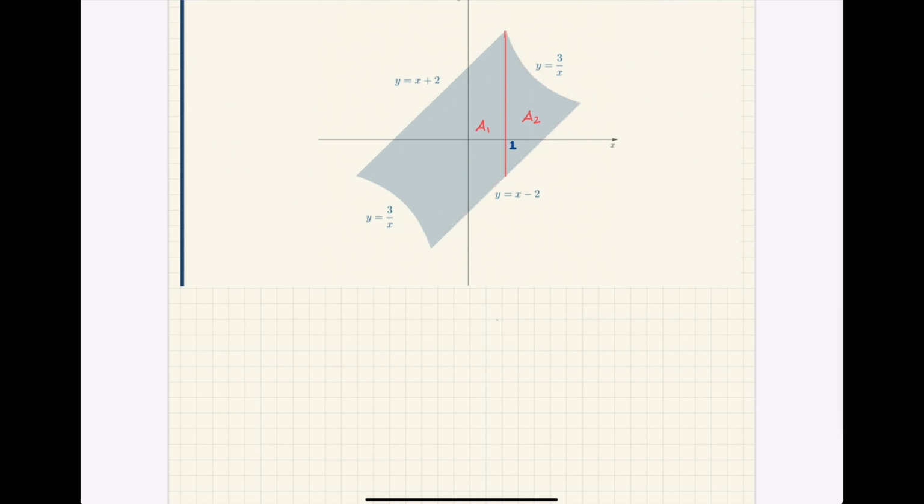Okay, so I need to solve another system, a system including the equations 3 over x and y equal to x minus 2. I equate them as before. So it is 3 over x. Of course, you might be able to guess by symmetry, yes? You can also use the symmetry here. So x squared minus 2x is equal to 3. And then x squared minus 2x minus 3 is equal to 0.